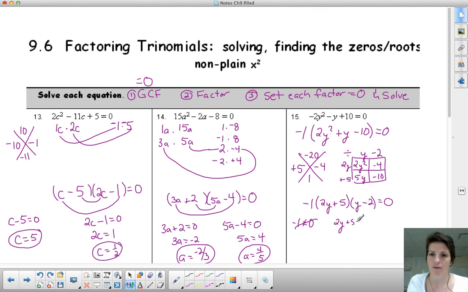2y plus 5 could equal 0, and y minus 2 equal to 0. That's another solution, or another 0. 2y equal to negative 5, so that y is equal to negative 5 over 2, and y equal to, add 2 to both sides, a positive 2. And we get 2 answers. Degree of 2, 2 answers.